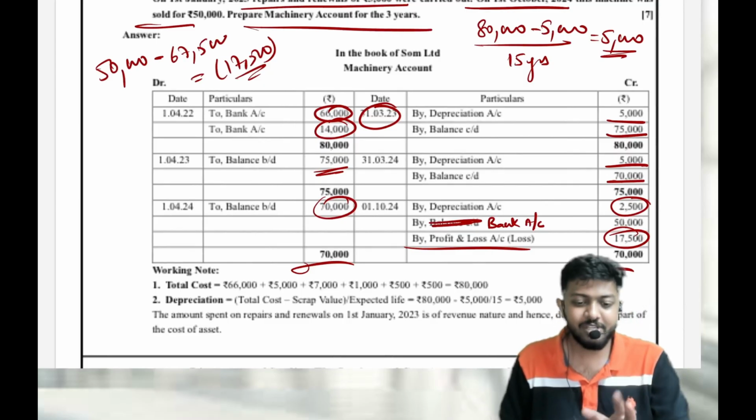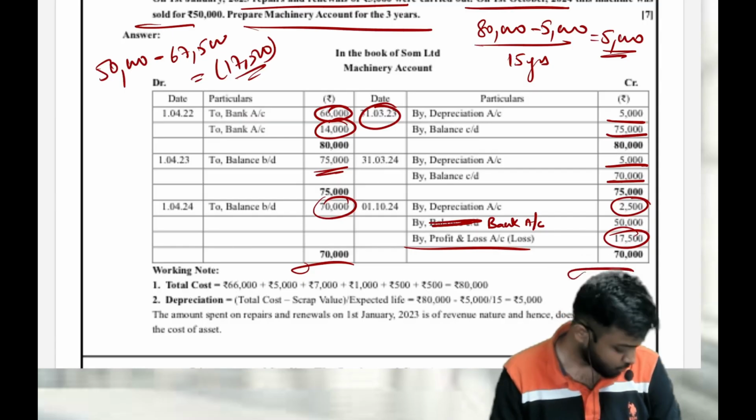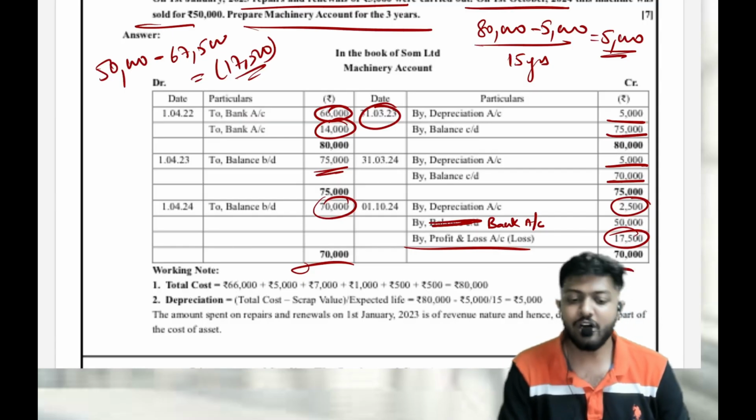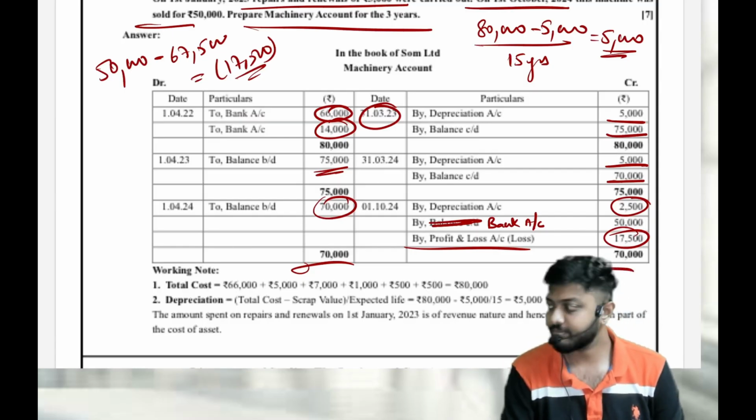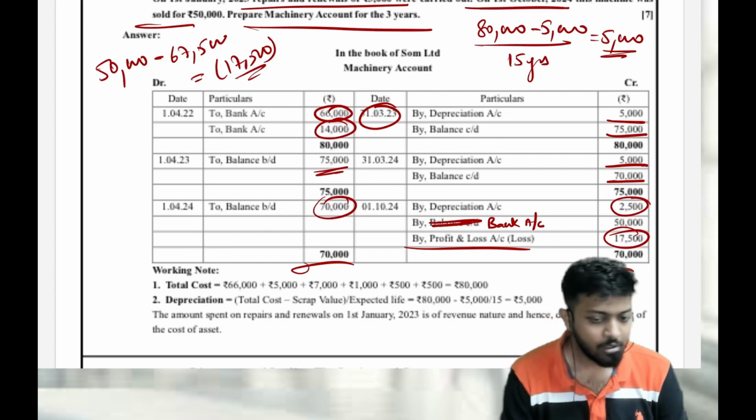See, we followed the steps. It was very simple. You would have got 7 marks easily. Yes, sir. Then no. Okay.